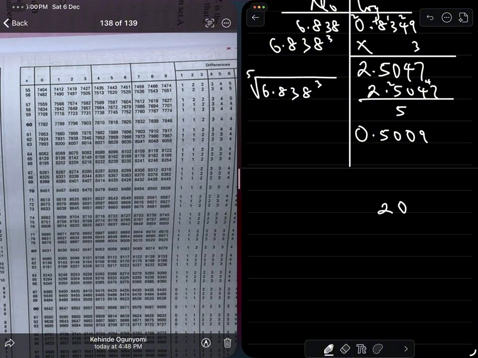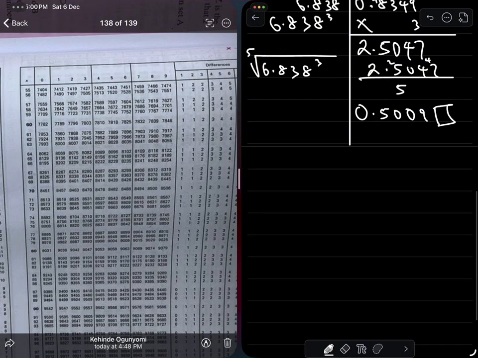5 in 2 is impossible. Add the 0. 5 in 25. 5 in 24 rather. Do you understand? So if you write this correct to 4 decimal places, it will still be 0.5009. Exactly. You must check the 5th decimal place so that you know whether you have to add 1 to this number or not. Do you understand?